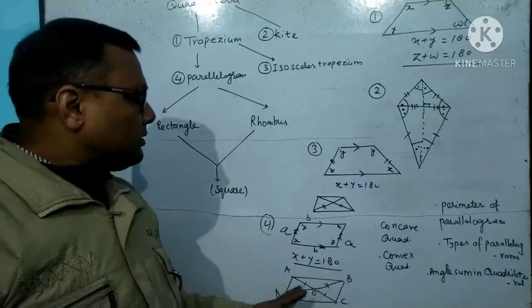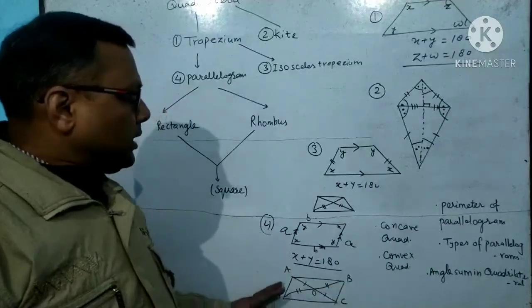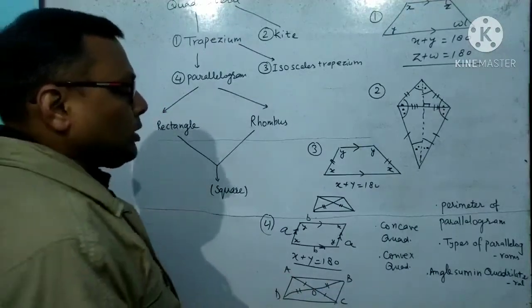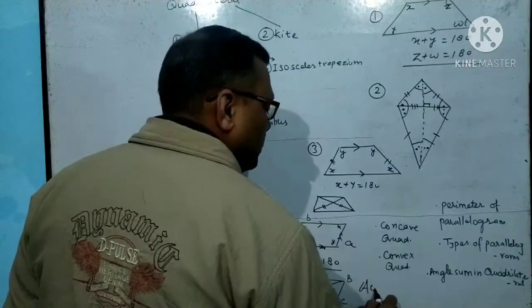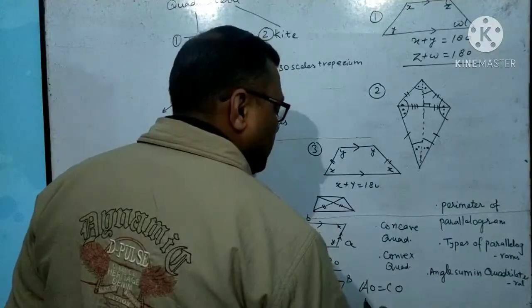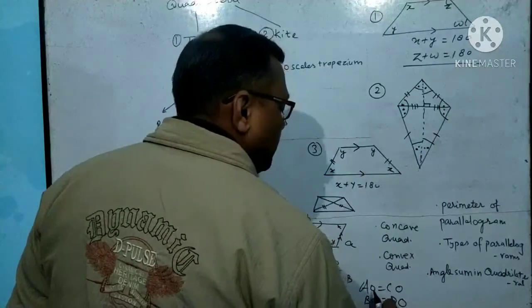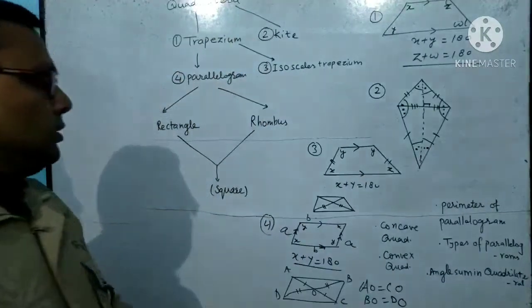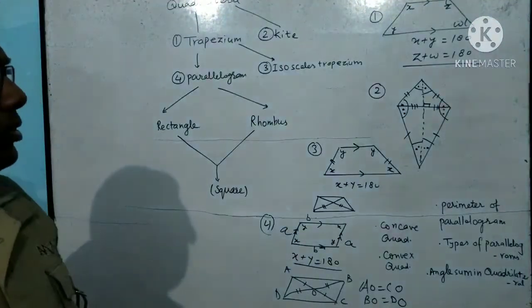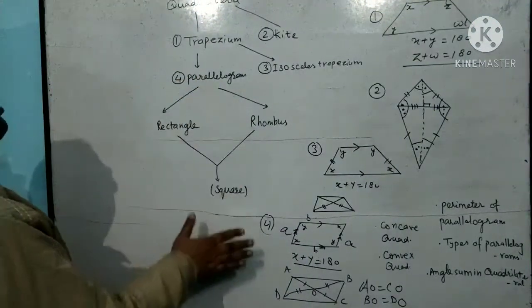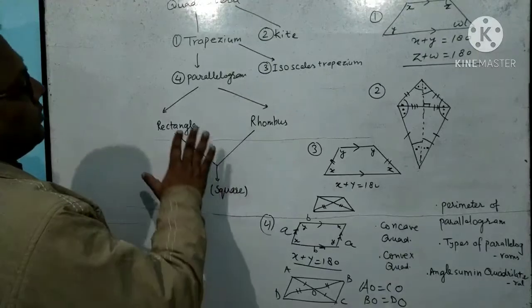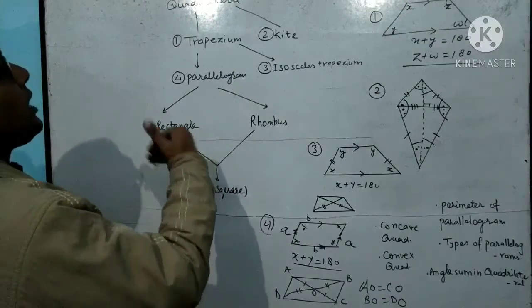But it is not necessary that AC is equal to BD. But AO equal to CO and BO equal to DO. So in detail, I have considered the properties of parallelogram. And notice that each of the lower quadrilaterals has the properties of the above quadrilateral.